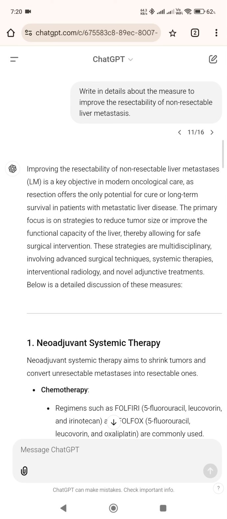Resectability of non-resectable liver metastases, LM, is a key objective in modern oncological care, as resection offers the only potential for cure or long-term survival in patients with metastatic liver disease. The primary focus is on strategies to reduce tumor size or improve the functional capacity of the liver, thereby allowing for safe surgical intervention. These strategies are multidisciplinary, involving advanced surgical techniques, systemic therapies, interventional radiology, and novel adjunctive treatments. Below is a detailed discussion of these measures.